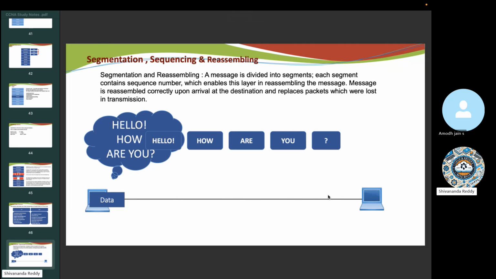For example, segmentation, sequencing and reassembling, how it works. Segmentation and reassembling wise, a message is divided into segments. Each segment contains a sequence number which enables this layer in reassembling the message. The message is reassembled correctly upon arrival at the destination, and it replaces packets which were lost in the transmission.